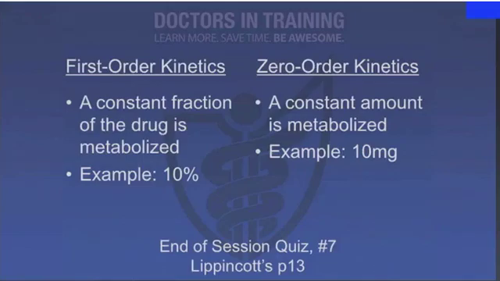What is the difference between first order and zero order kinetics? In first order kinetics, a fraction of the drug is metabolized or eliminated. In zero order kinetics, a constant amount of drug is metabolized or eliminated.